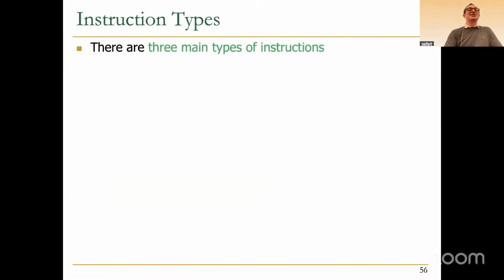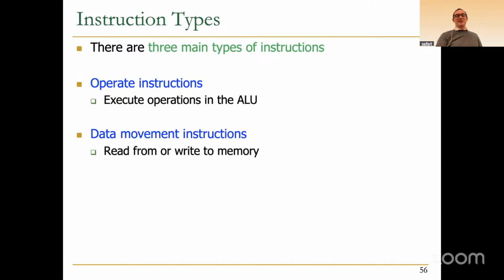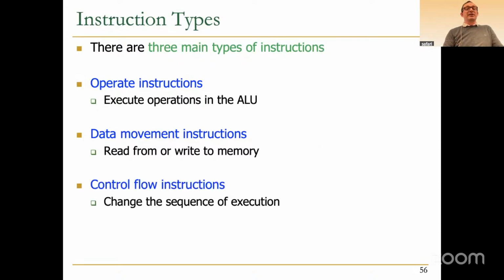But there are different instruction types. And there are 3 main types of instructions. Operate instructions execute operations in the ALU. Data movement instructions read from or write to memory. Also implicit in operate instructions is the use of registers, because registers are a critical component next to the ALU, right? Okay, control flow instructions change the sequence of execution. Hopefully we're going to look at all of them today, but we're going to go into more detail.